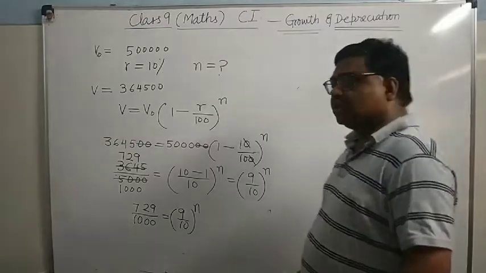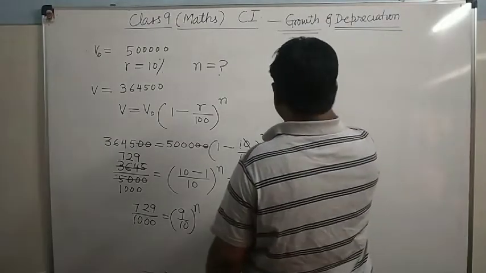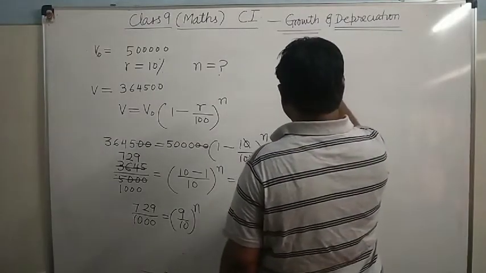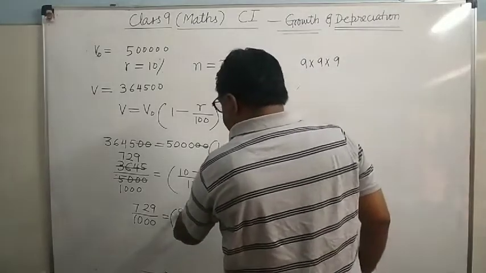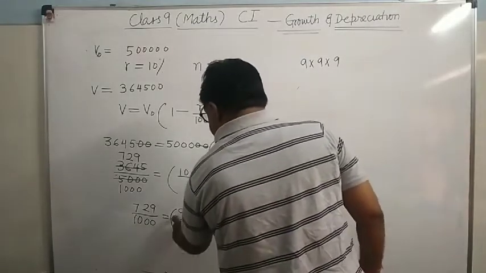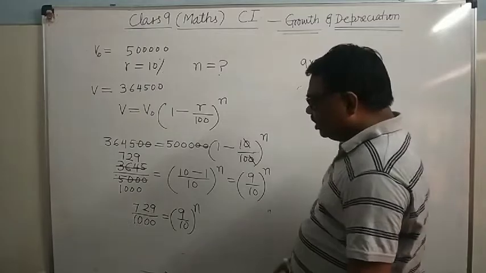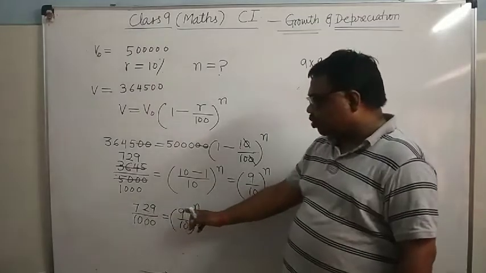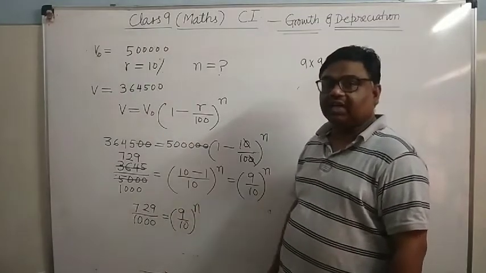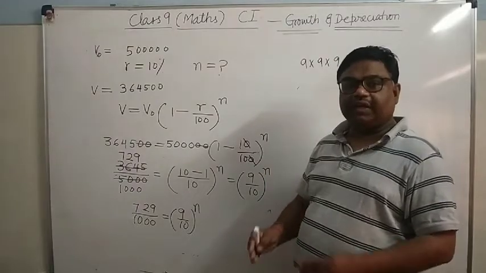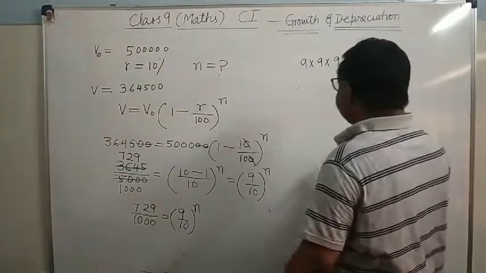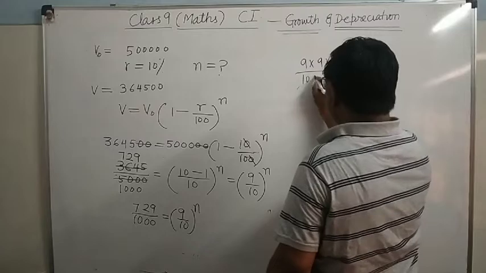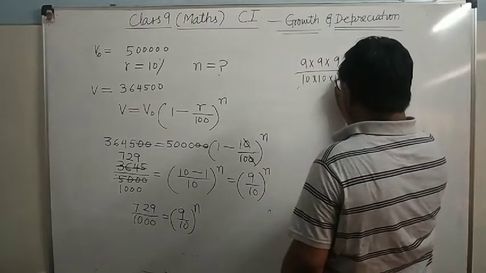1000 you already know it is 10 cube. So it will be equal to 9 into 9 into 9 upon 10 into 10 into 10. You have to write this thing with this as base, means we have to write 729 in powers of 9. As we know that when we multiply 9 3 times we get 729.